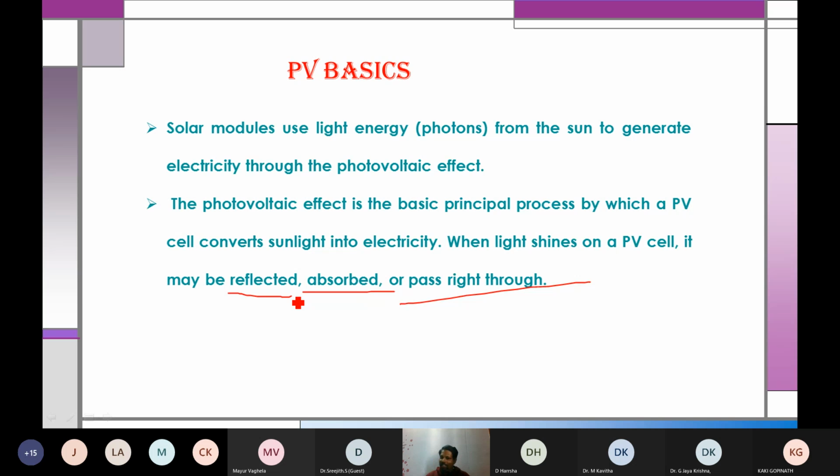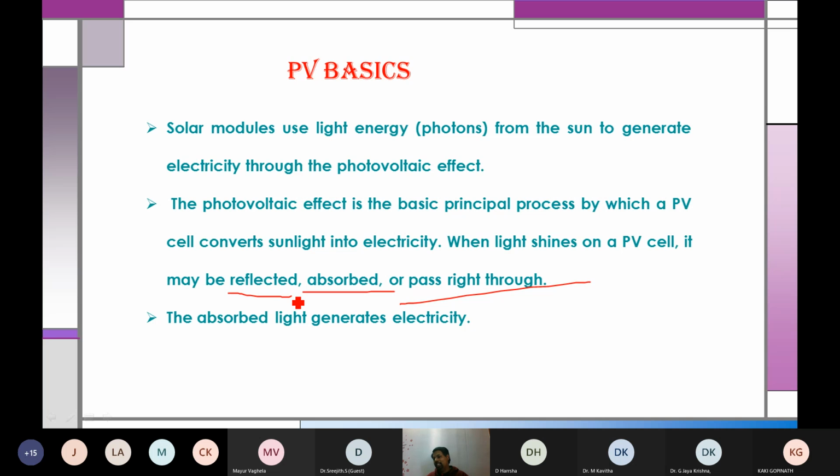Out of these three, reflected, absorbed, and the part going inside, only the absorbed radiation is converted into electric power. That means even if you have a lot of solar radiation falling on your panel, only the part which is absorbed will be converted into electric power. So only the absorbed light generates electric power. That is the case with a solar panel. It doesn't mean that all the radiation falling on your panel is converted into electric power. That is not the case.